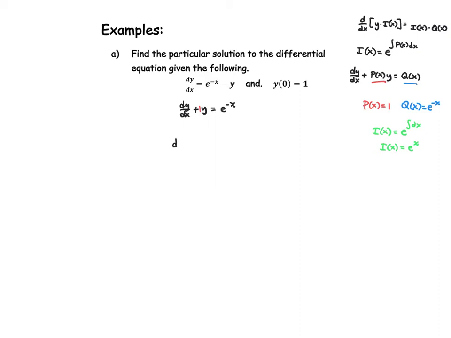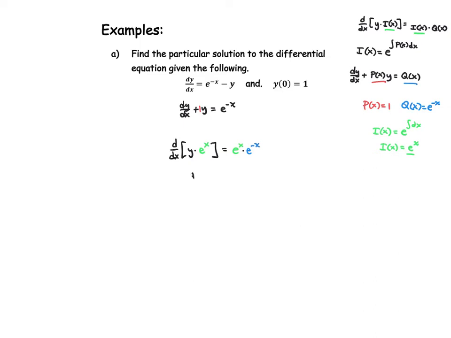Okay, so the derivative with respect to x of y times I of x, of course I've identified I of x, right? I of x is e to the x. Okay, that would be y times e to the x, and that'll be equal to I of x times q of x. So that's e to the x times q of x, which is e to the negative x. All right, now, where did p of x go? P of x was only useful in finding I of x. All right, so its use was depleted in finding I of x, and now it's no longer to be used.